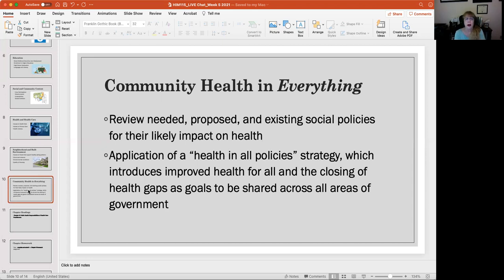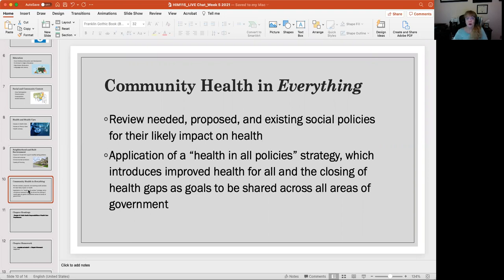There are social policies out there. You can volunteer to be on a community board. Again, trust me, everybody's meeting on Zoom. You don't even have to go anywhere. You don't have to get a babysitter. You just have to do a Zoom once a month or once every 3 months or whatever it might be. But the point is that everything has an impact on people's health.